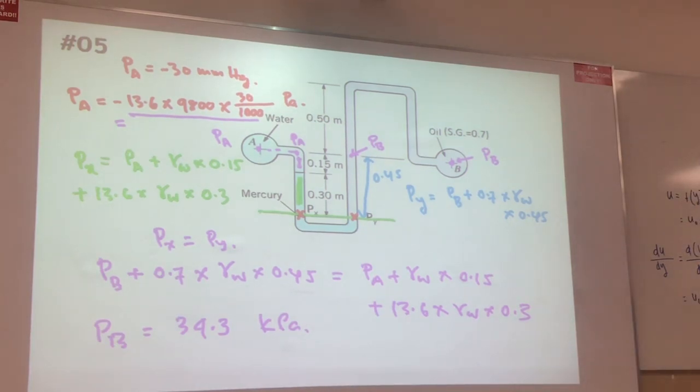Any question? In that question, just for you, gamma W is 9800. Not difficult. So you have to solve by yourself. Practice. Practice.